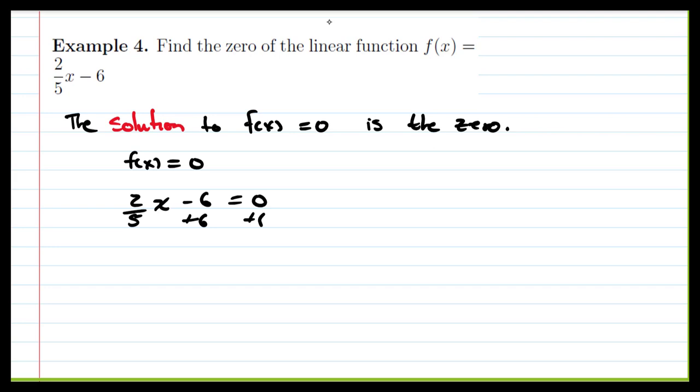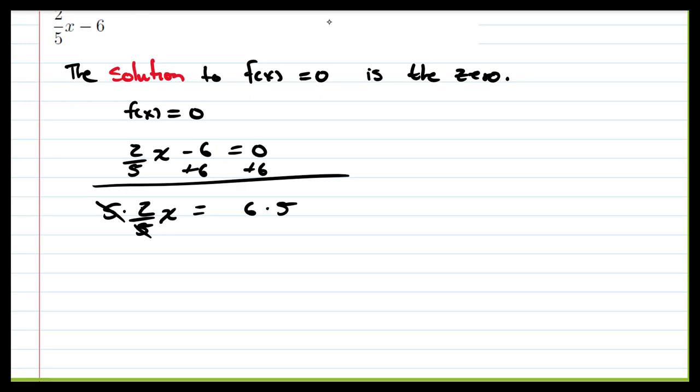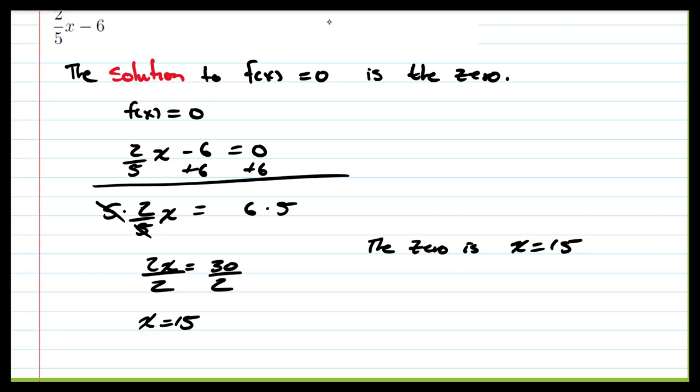We add 6, and we get 2/5 x is equal to 6. We multiply by 5, we multiply by 5. Those reduce out, and we get 2x equals 30. Divide by 2, divide by 2. So our x value is 15. So the 0 is x equals 15.